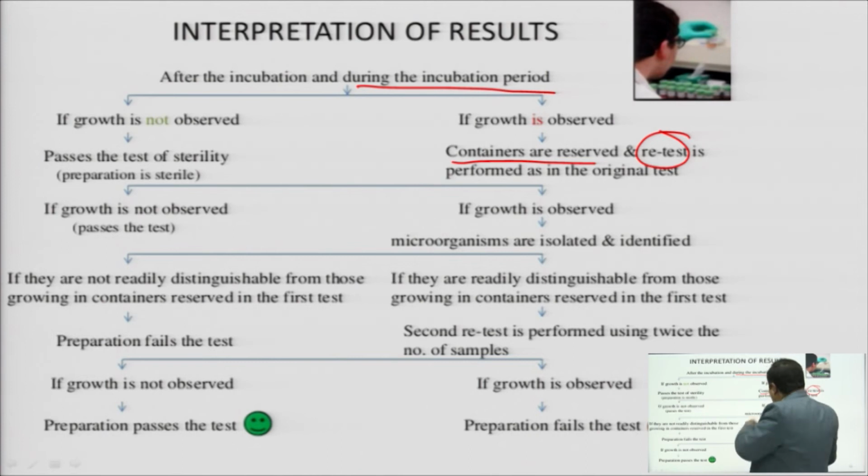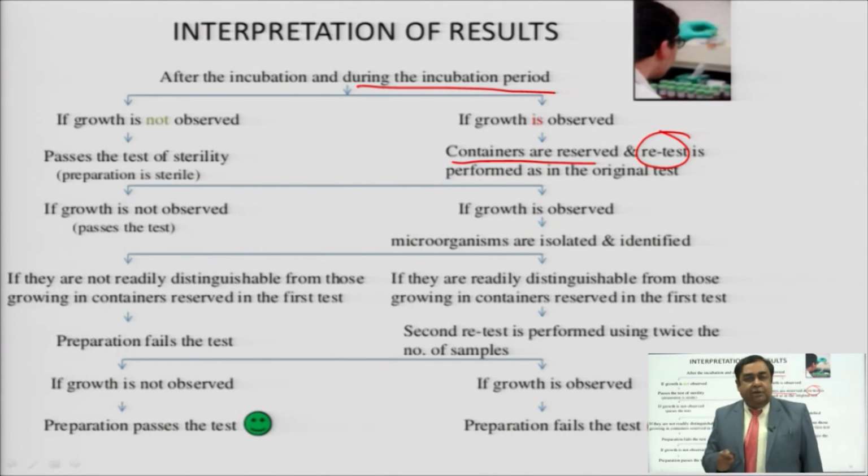But if there is growth observed during the retest, try to identify the microorganism. If the microorganism of the retest matches with the original one, the preparation fails to cross the sterility test. If the microorganism varies, you have to do a second retest with double the number of samples.